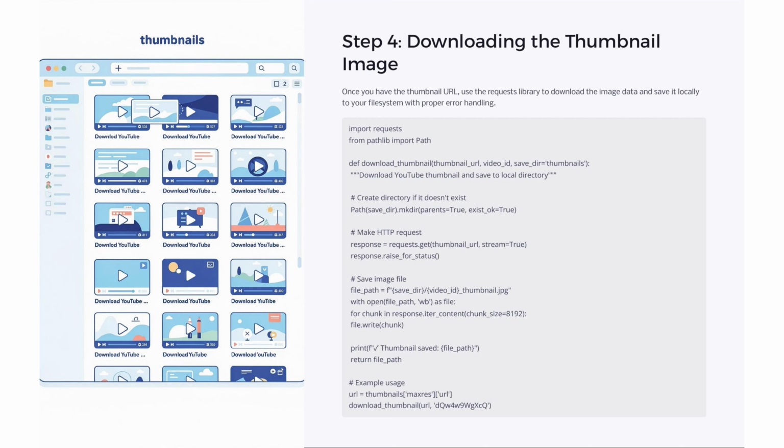First, ensure the save directory exists. Then, make an HTTP request to the thumbnail URL. Handle errors appropriately. Save the image locally by writing the response content to a file. This process ensures efficient and reliable thumbnail storage.